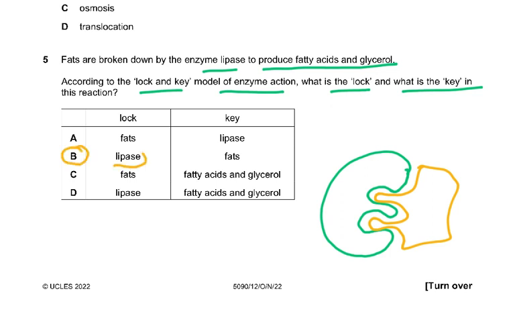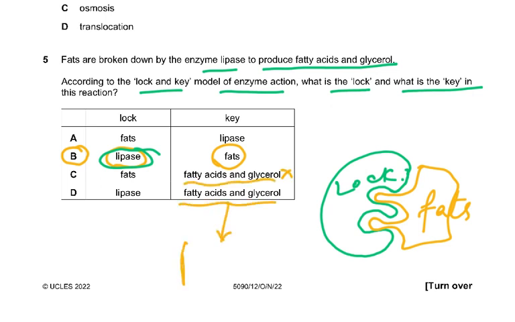Why is it B? Because lipase is the lock. So lipase is the lock, and fats is the substrate, because lipase breaks down fats into fatty acids and glycerol. Now this is wrong. The substrate is not fatty acids and glycerol. Fatty acids and glycerol are the products.